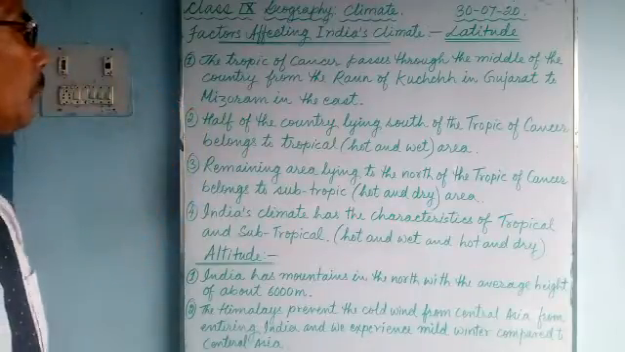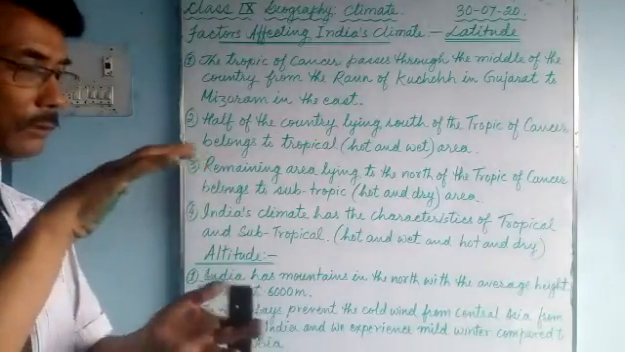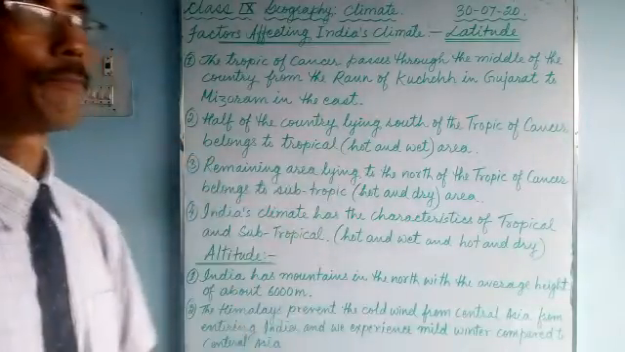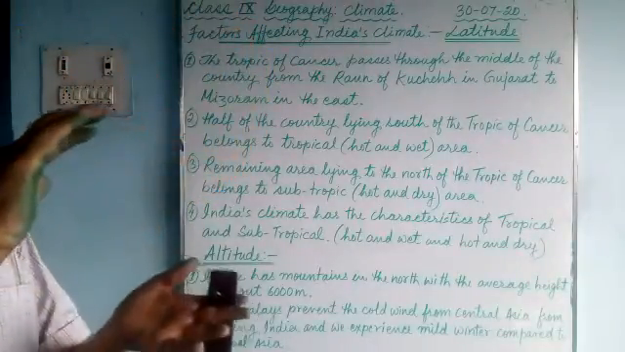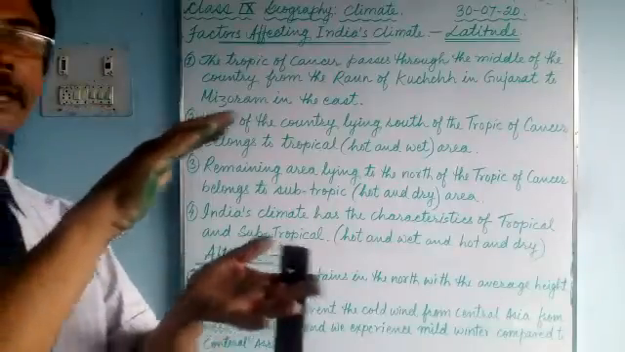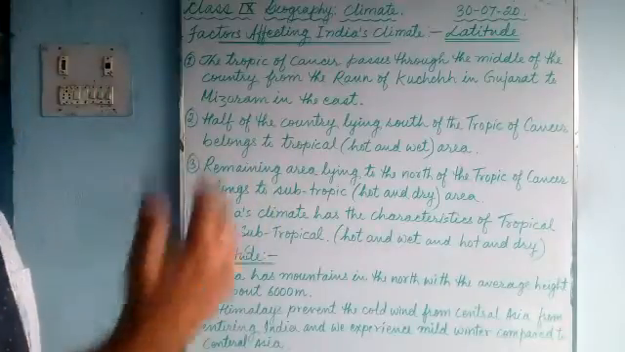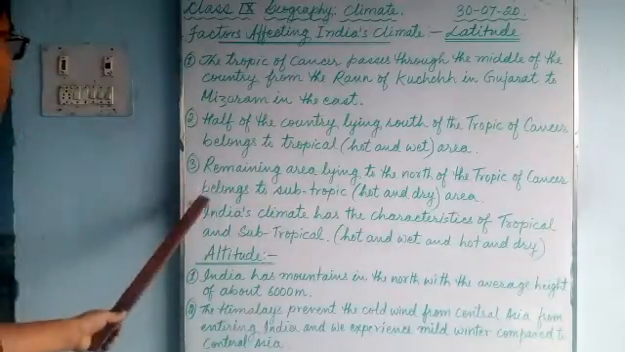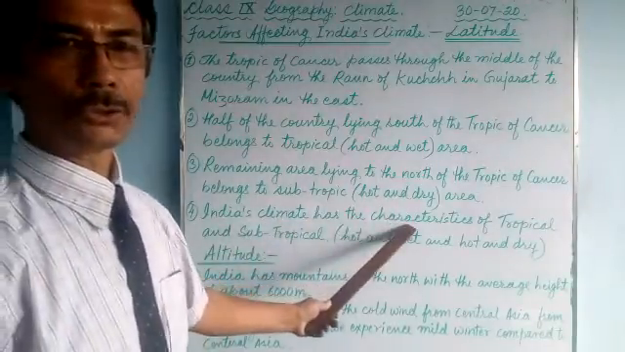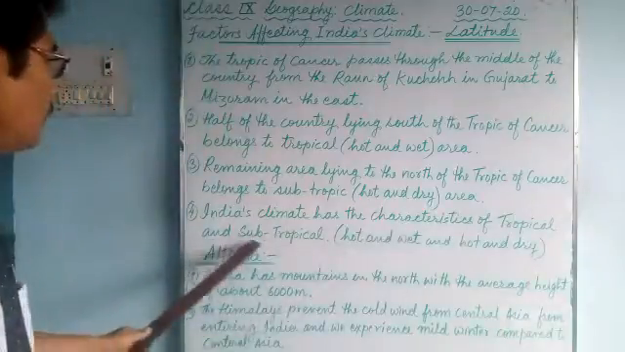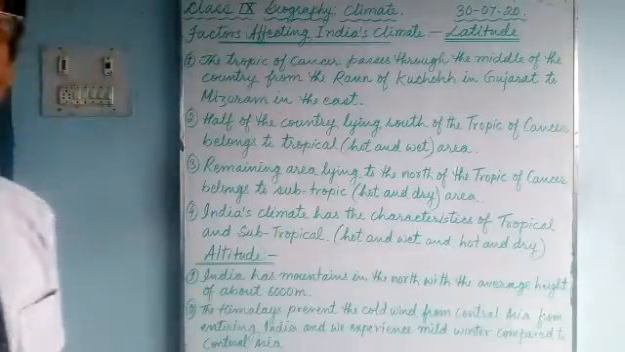So now, below the Tropic of Cancer, in summer the sun rays are direct. From the Tropic of Cancer towards the north, the sunlight reaches in a slanting position, in a slanted way. That's why you have two different types of climates over here. India's climate has the characteristics of tropical and subtropical, hot and wet and hot and dry.